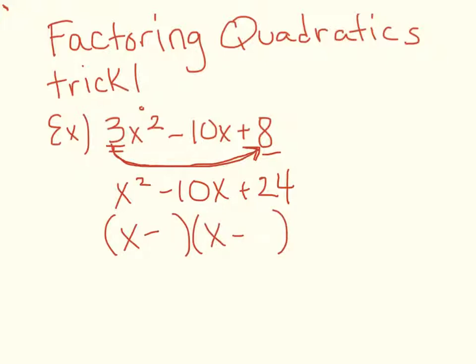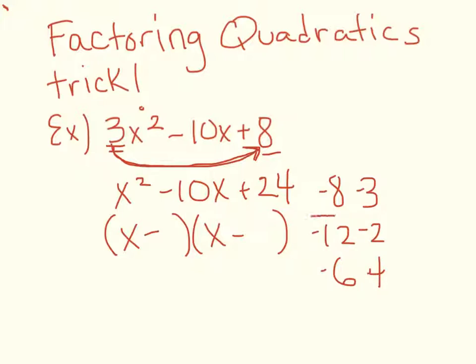So you can think through the factors of 24. There's 8 and 3. There's 12 and 2. There's 6 and 4. But you have to pick the pair that, when you add them together, because we're going to be adding two negative numbers, you're going to get negative 10. Technically I could put negatives in front of all of these.